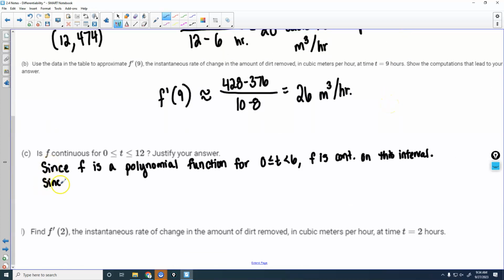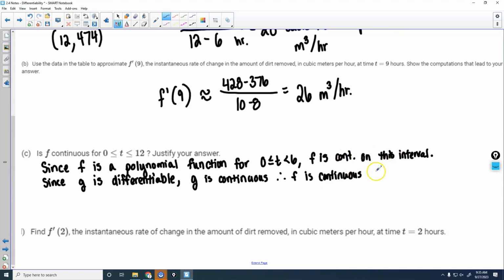Since g is differentiable, g is continuous. Are we proving that g is continuous? We're proving f, right? It's asking us about f. Therefore, f is continuous.